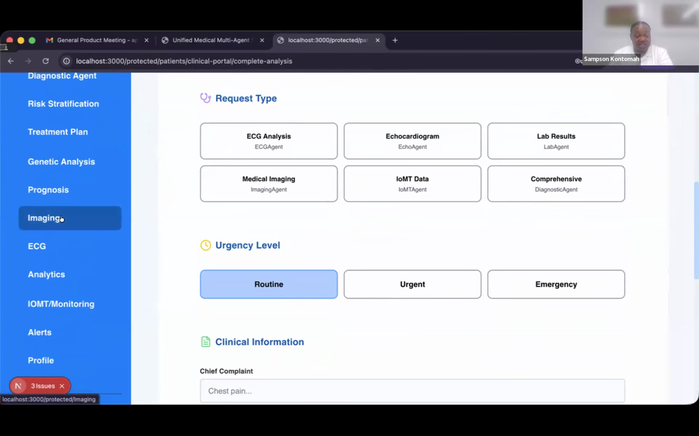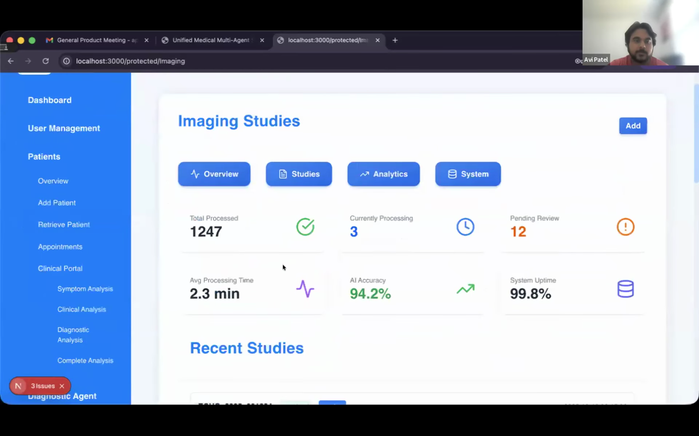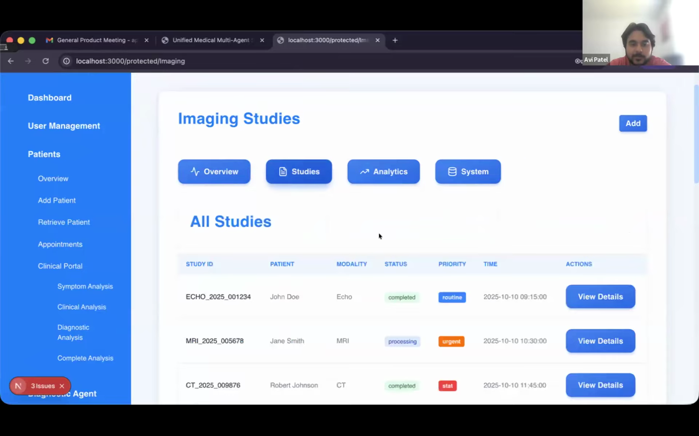Go to the imaging studies dashboard and let's see what we have here. Right. So for the imaging studies, we can currently see the studies that have been processed, the ones that are currently processing, and the ones that are currently pending review from clinicians. We can see the average processing time and the accuracy of our agents. Next, we can move on to the studies tab where we'll be able to see all the studies that have been conducted. I'll pass it over to Samson and continue on.